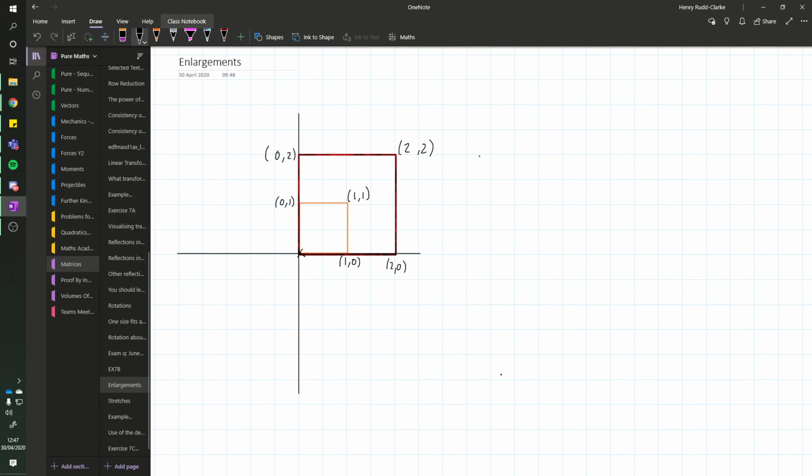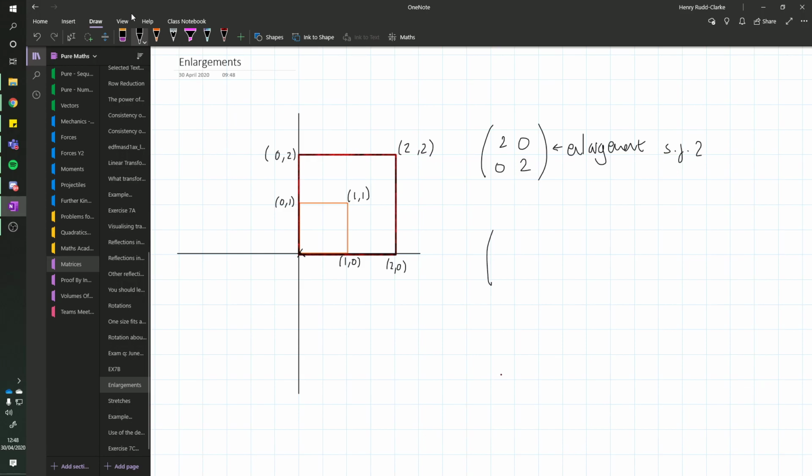Similar to before, we can take this corner and this corner and use those to write out our matrix for the transformation. So the coordinate on the x-axis has been stretched along to (2, 0), so the column of the matrix would be (2, 0), and the coordinate on the y-axis has been stretched upwards to (0, 2), so we get this. Okay, and that is a matrix representing the transformation enlargement scale factor 2.